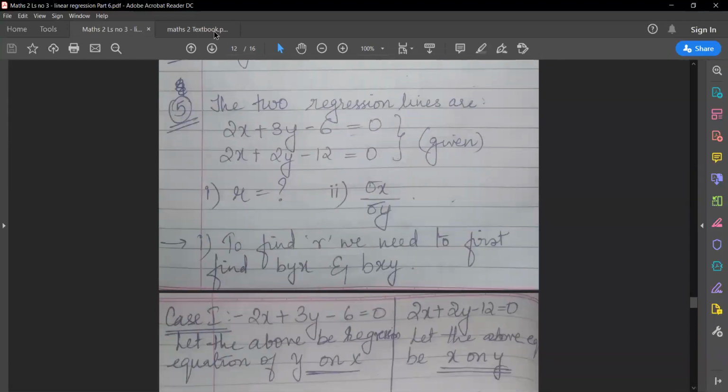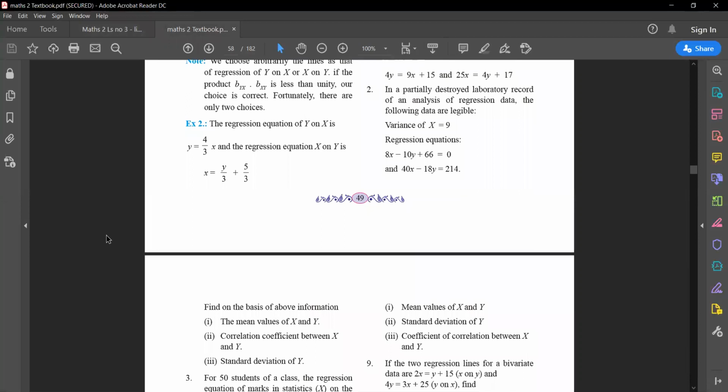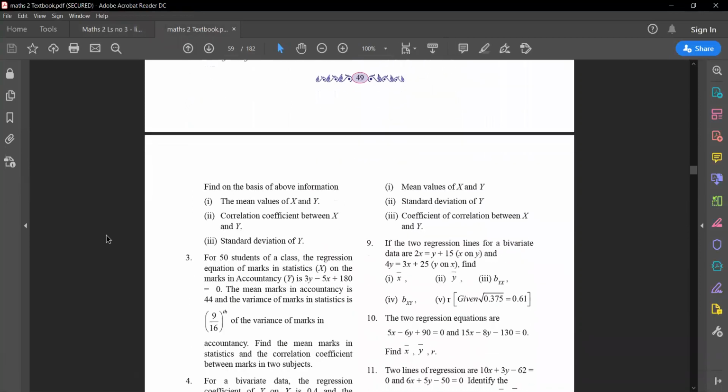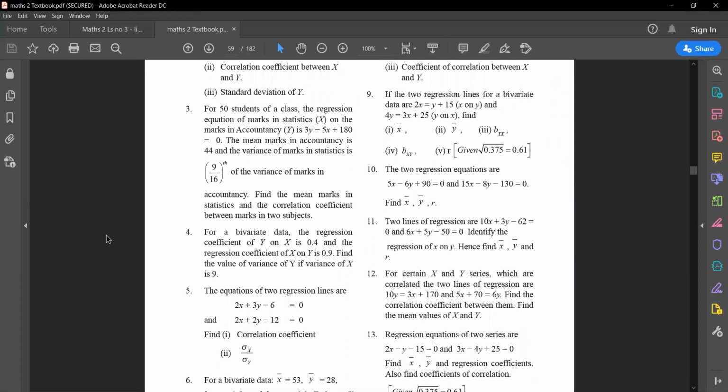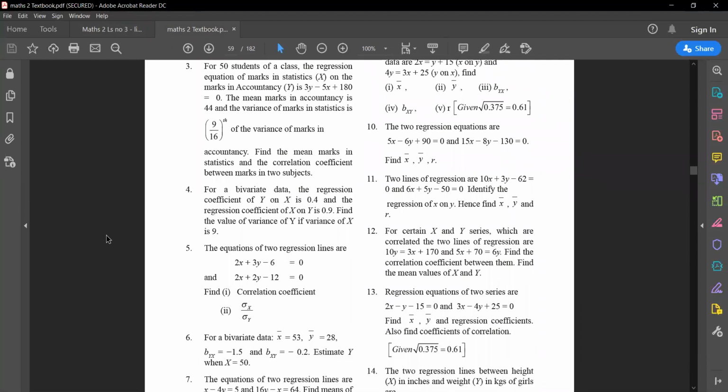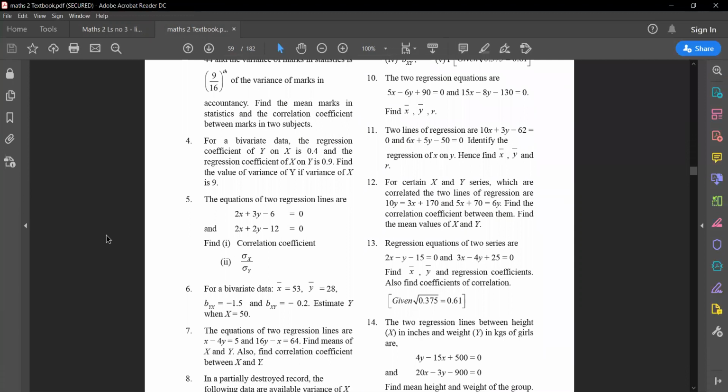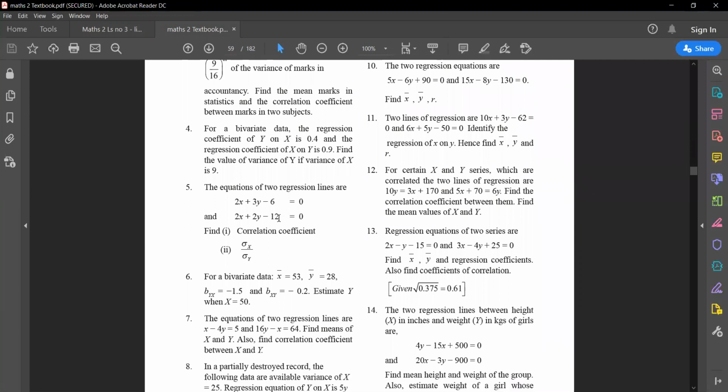Now coming to sum number 5. Now what's different in this sum? Let's see. So total there are 14 sums in your exercise class. Out of that I am solving 7 sums today and 7 tomorrow. So you can just have a look over here and try to understand. The equations of 2 regression lines are given. Find correlation coefficient and sigma x by sigma y.